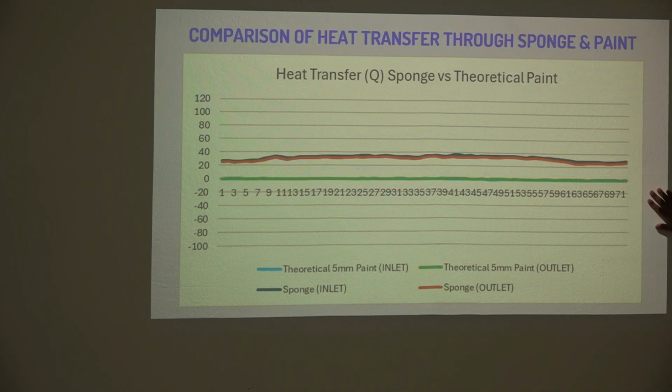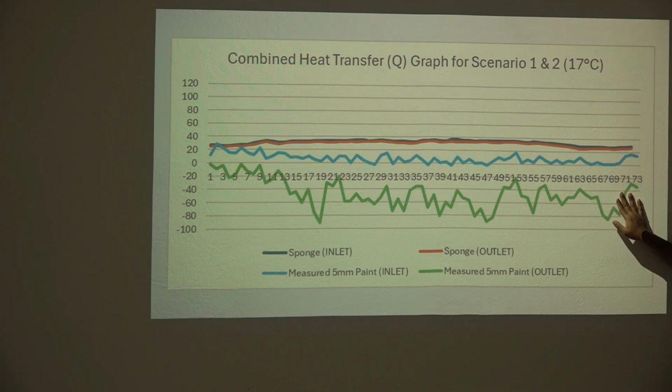Okay, so this is the theoretical calculation of the pane. We were given a data sheet by our data sheet partner. In the data sheet, it already stated the thermal conductivity of the pane. So this is the heat transfer of the sponge, and this is for the theoretical calculation of the pane. We are using this as a benchmark when we do the actual measurement using the sensors for the pane. As you see, the pane now is very different from what the theoretical part is.